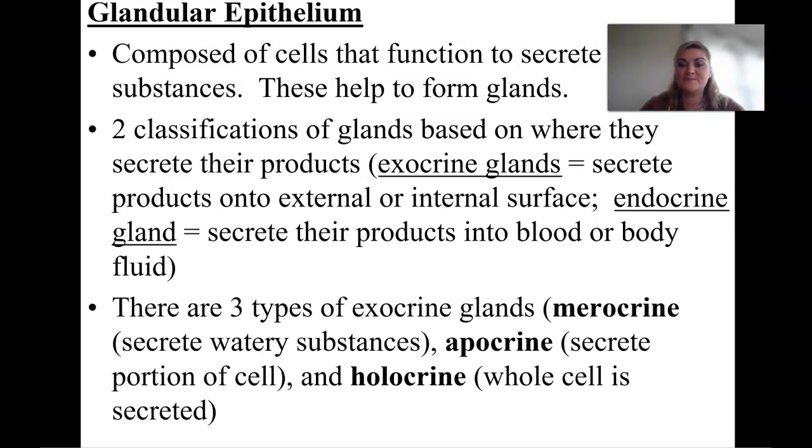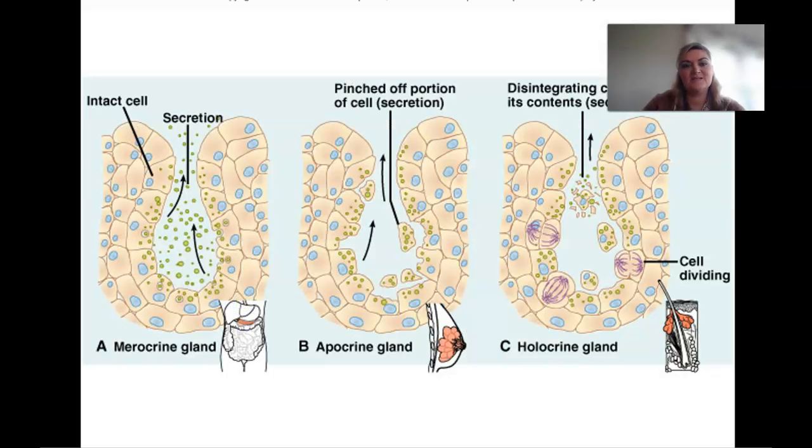There are going to be 3 types of exocrine glands that you need to know. We have merocrine glands. They secrete a watery substance. Apocrine glands, which secrete portions of a cell. And then holocrine, which are going to secrete whole sections of that cell or a whole cell. So looking at these, you have your merocrine, which you're going to find there in the pancreas underneath the stomach. And so it's actually secreting its secretions into the opening of that gland section.